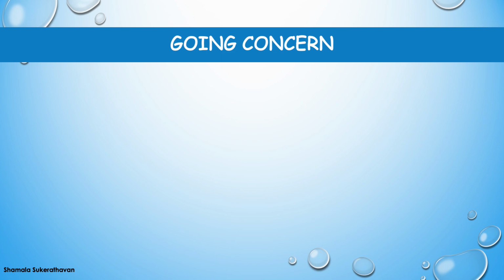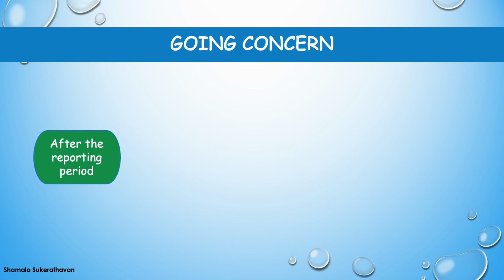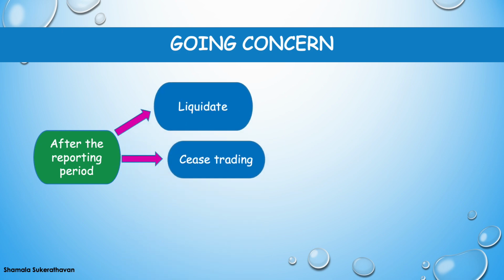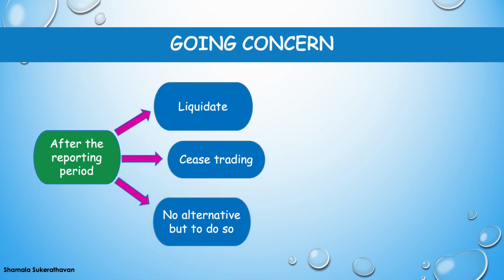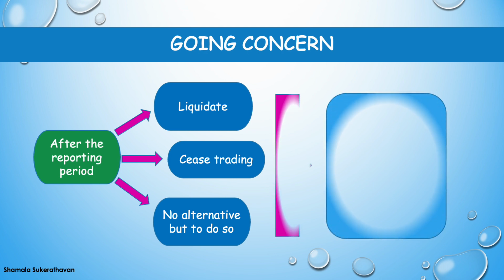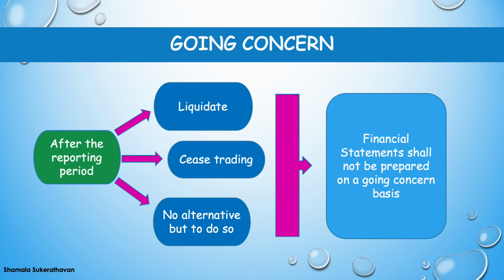Additionally, IAS 10 stipulates if management determines after the reporting period either it intends to liquidate or cease trading or it has no realistic alternative but to do so, an entity shall not prepare financial statements on a going concern basis. This is an exception, as although the event provides evidence of conditions that arose after the reporting period, the entity is required to adjust the carrying value of assets and liabilities to reflect that it's no longer a going concern.